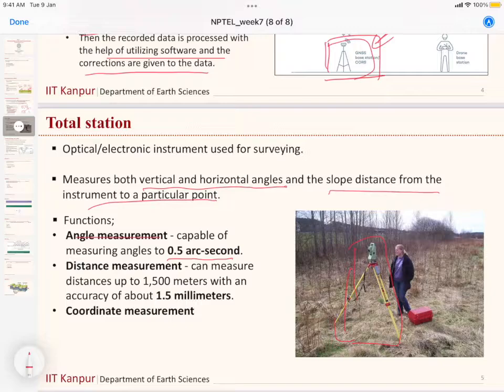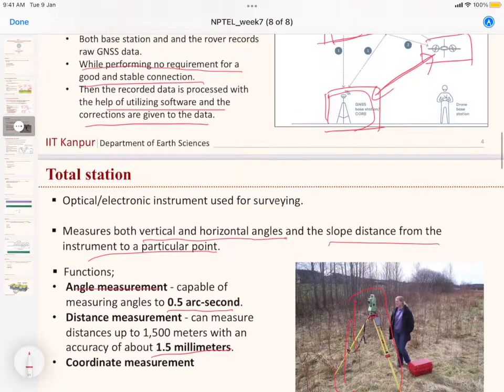So you can see the difference in the accuracy level. Earlier, with the two methods that we discussed, RTK and PPK, we had accuracy at the centimeter scale. But here we are getting an accuracy of 1.5 millimeters, and apart from distance it can also measure the coordinates. So these are the three basic surveying methods that we use in the field.